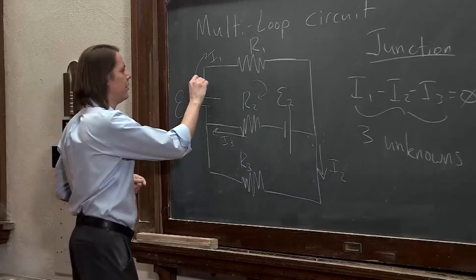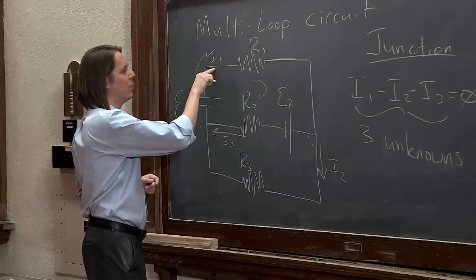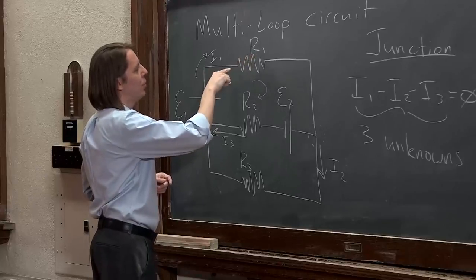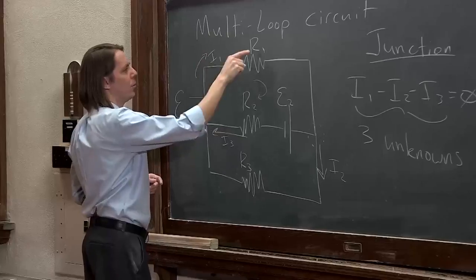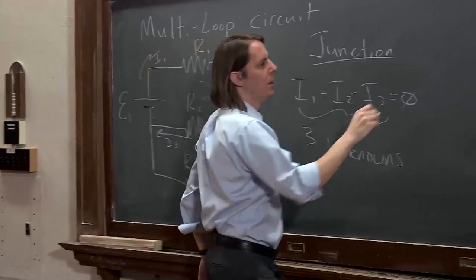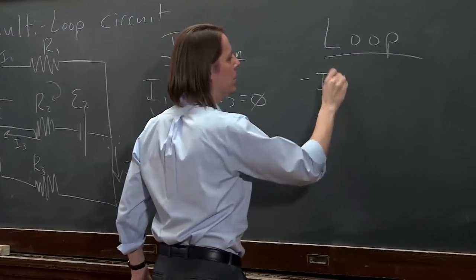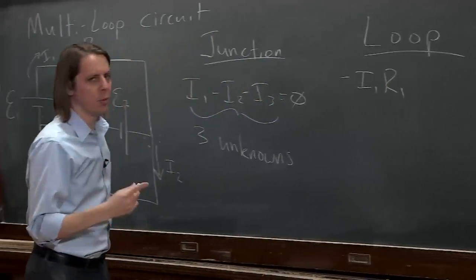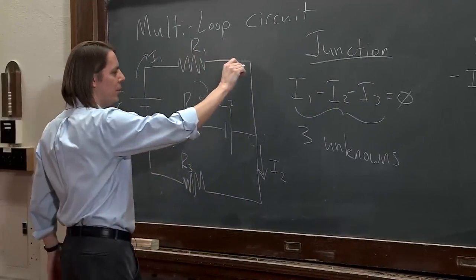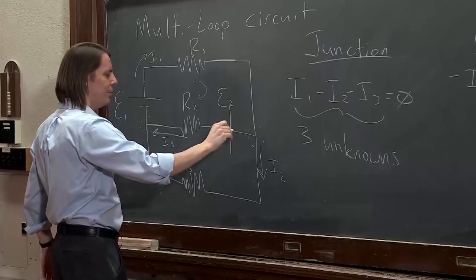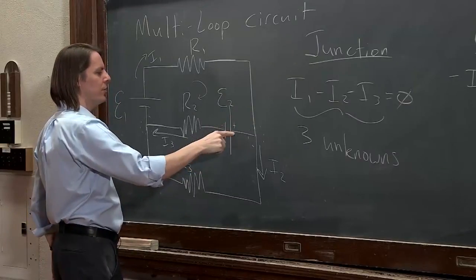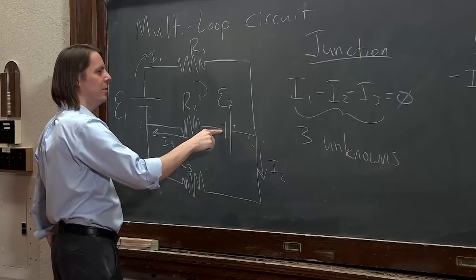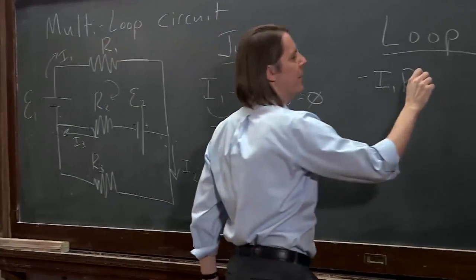Let's start here. Okay, I'm a positive test charge. I'm going with the current. I encounter R1, so it's minus IR. So in this case, it's minus I1 R1, because I'm going with I1. So minus I1 R1 is one delta V. And I'm still going along. And I come here. And now I go across this battery, but I go backwards across the battery. I go from the high potential to the low potential. So that's minus EMF 2.